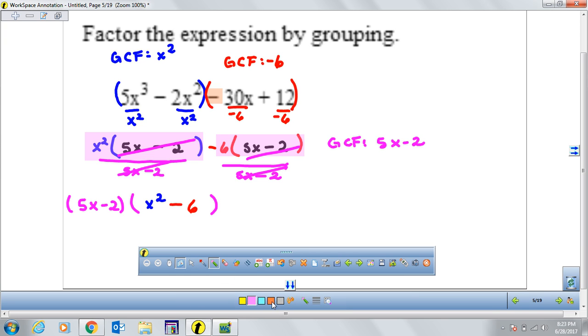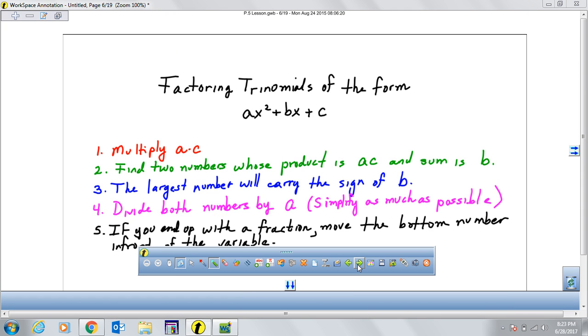Later on in this section, we're going to learn when it is that we can factor more, because there are expressions that we can factor more than once, and that's what we're going to learn throughout the process. Okay. Now, let's go through the next type of problems.